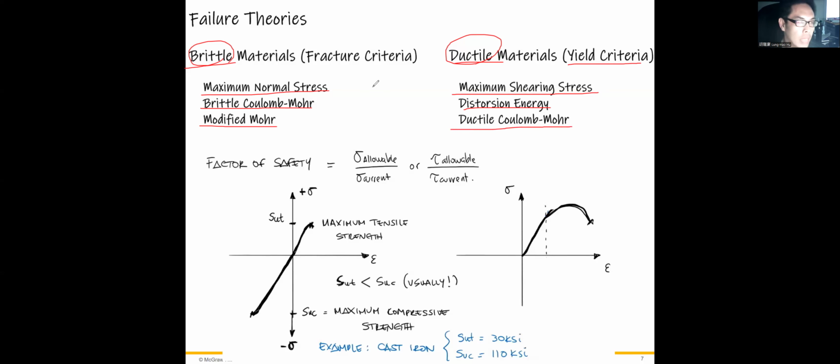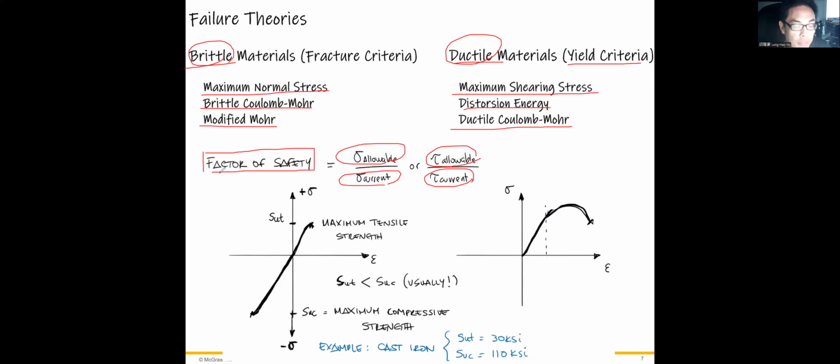Okay, so now I'm going to just focus on the brittle behavior first. How to define the safety factor? It can be defined as the allowable stress divided by the current stress, or we say the allowable shear stress divided by the current shear stress, right? So when we apply a tensile test to brittle or ductile materials, what kind of stress and strain curve should it be?